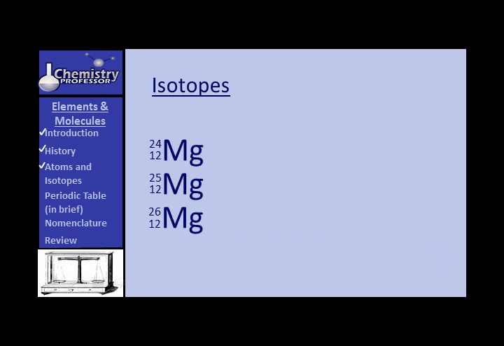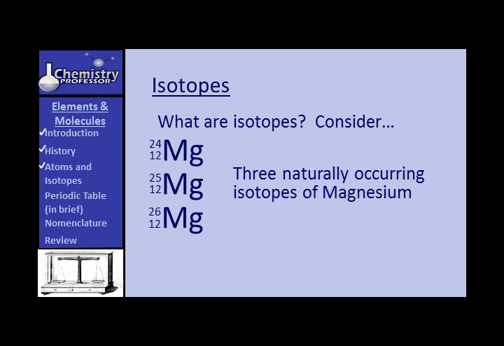Do you understand isotopes? What are they? Well, consider these three isotopes of magnesium. Now, these are the three naturally occurring isotopes of magnesium. These are not the man-made ones. We have made magnesium-28 and magnesium-23 and a host of others, but this is not considering those. This is considering the three that occur naturally.